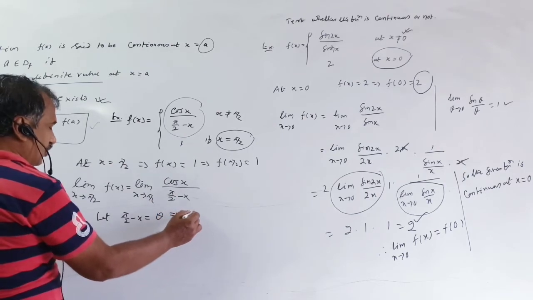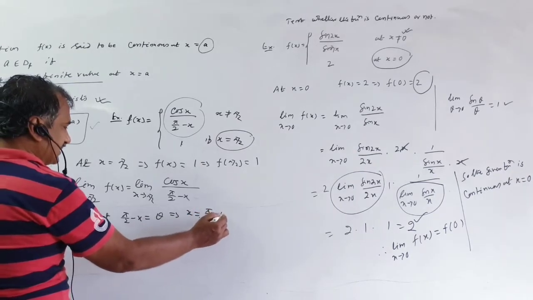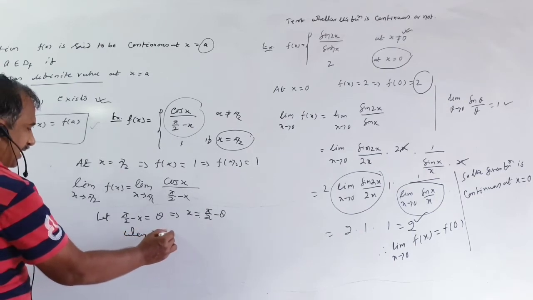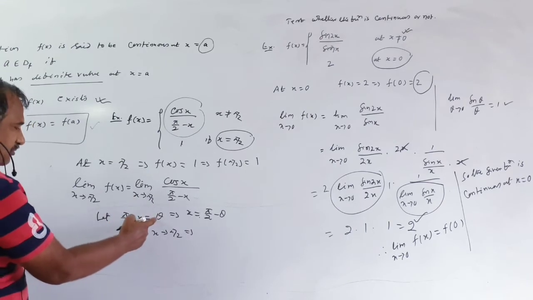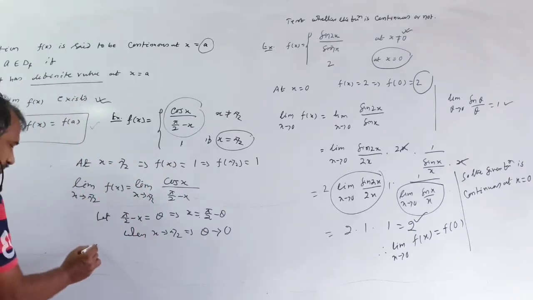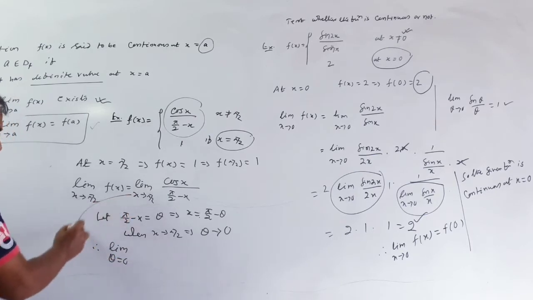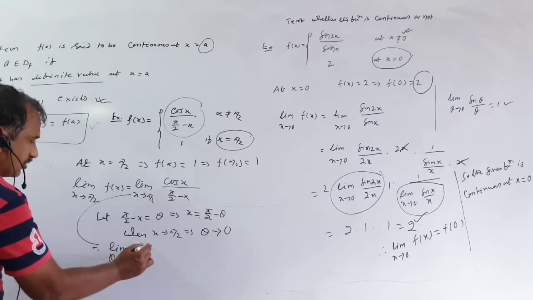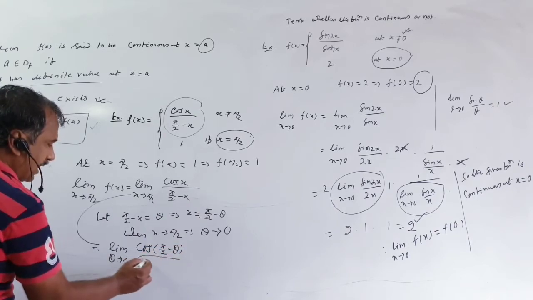When x equals pi by 2 minus theta. When x tends to pi by 2, the given limit value is pi by 2. When x tends to pi by 2, what happens to theta? So theta tends to 0. Therefore, limit theta tends to 0, this part equals limit theta tends to 0 of cos of x, what is x, pi by 2 minus theta, by theta.